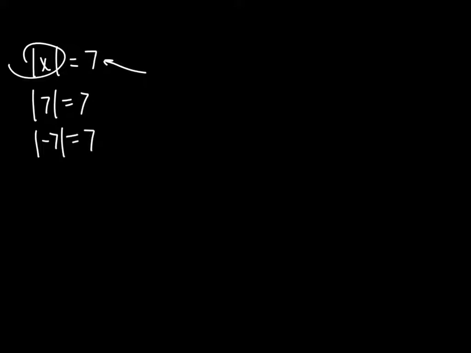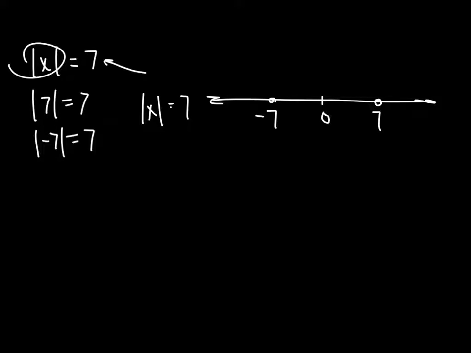So let's look at some real quick graphs that they give us. They tell us that the absolute value is equal to 7. We have a choice on the number line of our point being either at 7 or negative 7, because they're both 7 away from 0. It's just the direction, positive and negative, that we're concerned about.